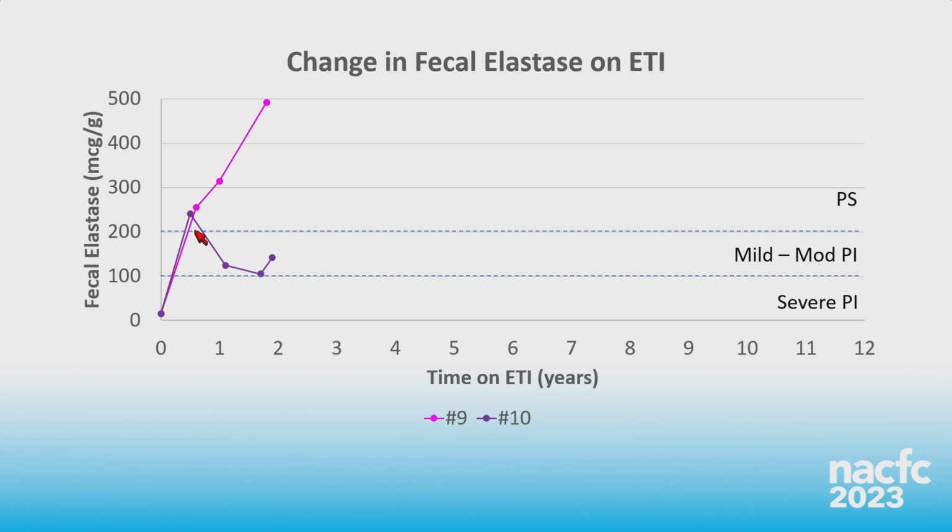Patient number 10 here in purple, I believe, is the oldest patient reported to date who recovered pancreatic function on ETI. He started ETI at 14 years, 3 months of age, and after 6 months, his elastase increased to 241 and PERT was discontinued. Subsequent monitoring showed fluctuations within the mild to moderate insufficient range. The elastase declined to 124 at 1 year, down to 105 at 1.7 years, and up to 142 at 1.9 years. This patient's BMI was above the 99th percentile.